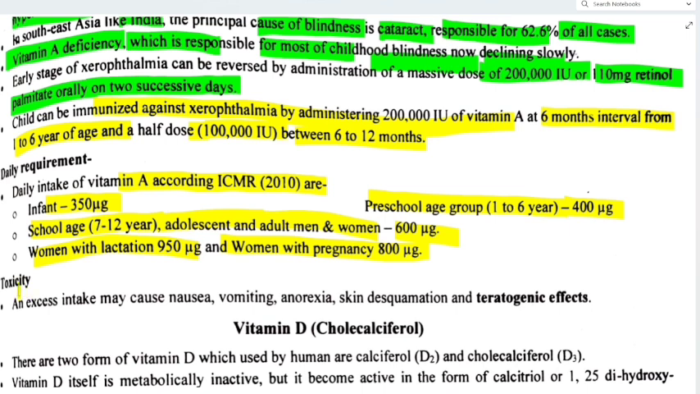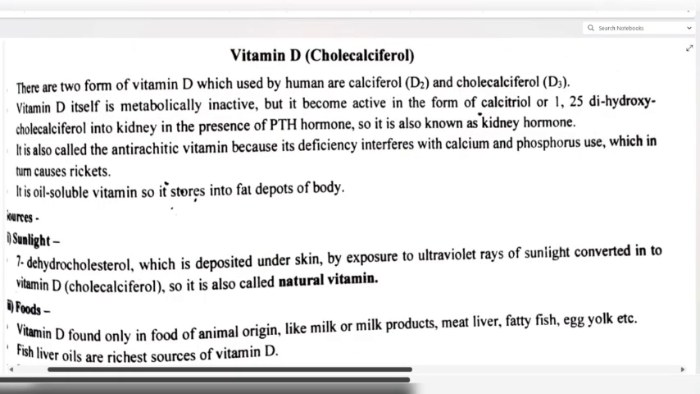And excess intake may cause nausea, vomiting, anorexia, skin discoloration and teratogenic effects. Vitamin D, that is also called cholecalciferol.